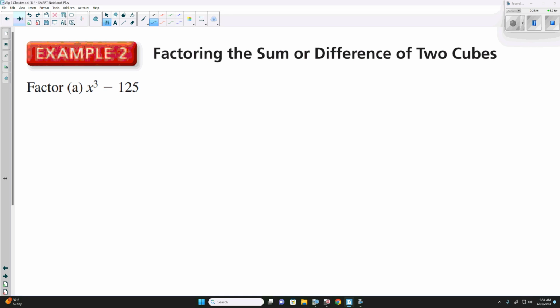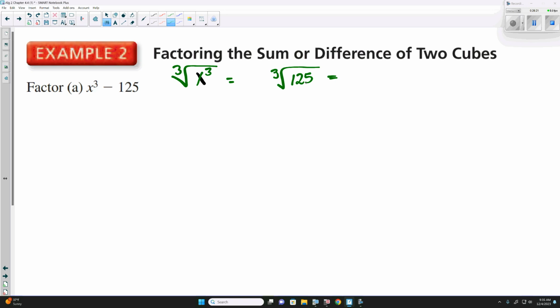Now, let's look at this here. We're going to look at the first one with this here. Factoring the sum or difference of perfect cubes. So we have this here, x cubed minus 125. To determine if this is a sum or difference of perfect cubes, we're going to take the cube root of both terms. So we're going to take the cube root of x to the third and the cube root of 125.